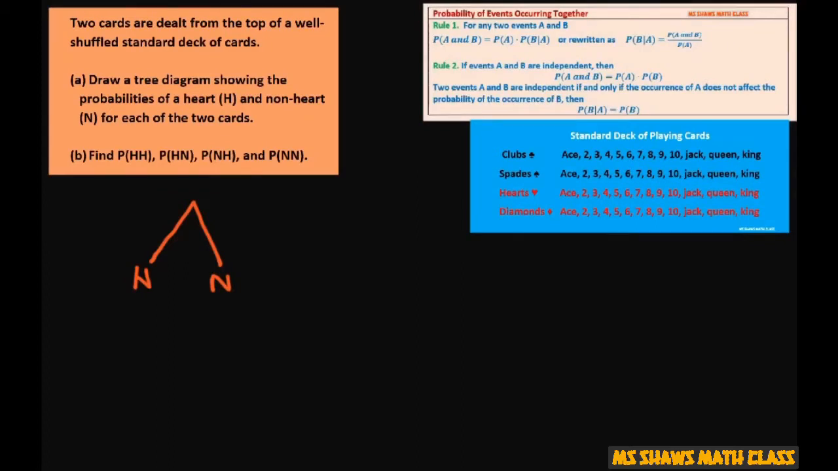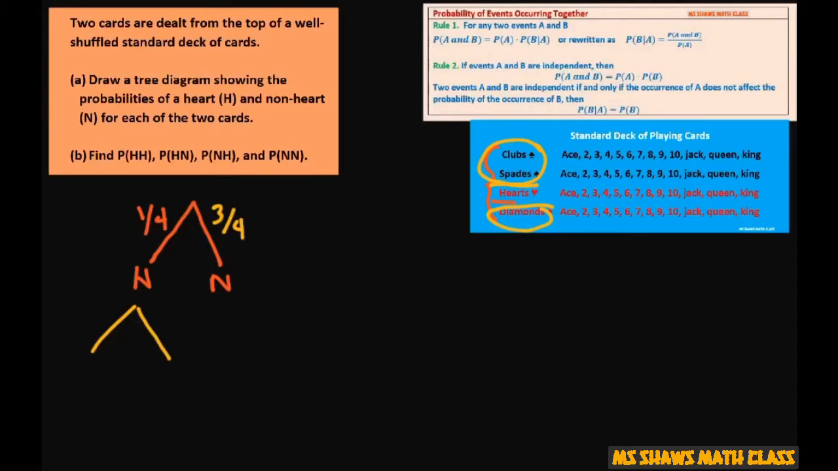If you notice here, we have 4 suits, and hearts is 1 out of the 4. So we could just say this is 1/4. Now, the trick with tree diagrams is that when you're doing these two branches, they should add up to 1. So I could just say this is 3/4 without even looking, because 1/4 plus 3/4 is 1. But basically we have 3 other suits that are not hearts. 3 out of 4.